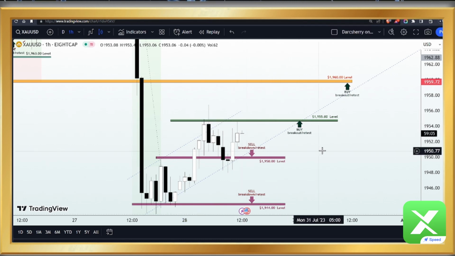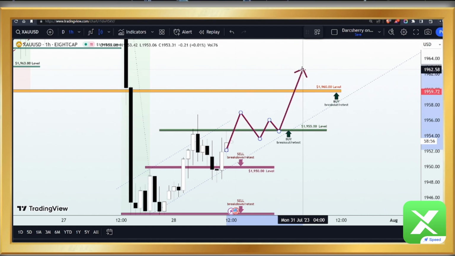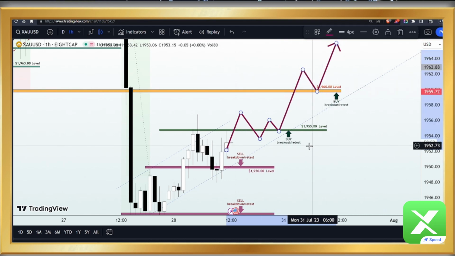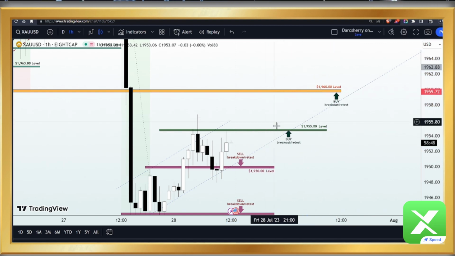So to join this bullish momentum here, I want to see price action continue to climb, find higher highs such as this, and then a further breakout of the 1,960 will welcome more buy positions in this market. So let's see how we can capitalize on this bullish move as price action continues to find higher lows and higher highs in this market.